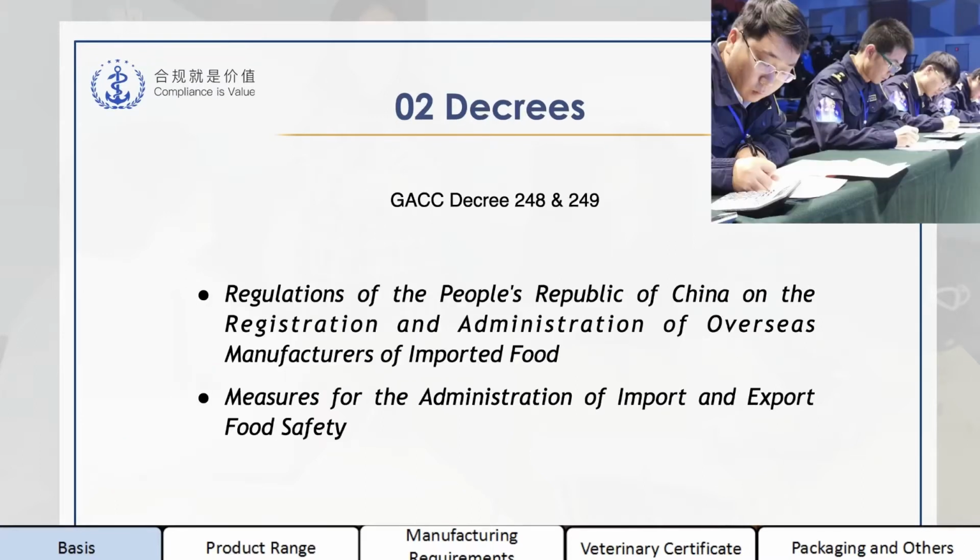In addition, please pay attention to GACC Decree 248 and 249. Both were released by GACC in April 2021 and have been effective since this year. Decree 248, Regulations of the People's Republic of China on the registration and administration of overseas manufacturers of imported food. Decree 249, Measures for the administration of import and export food safety.